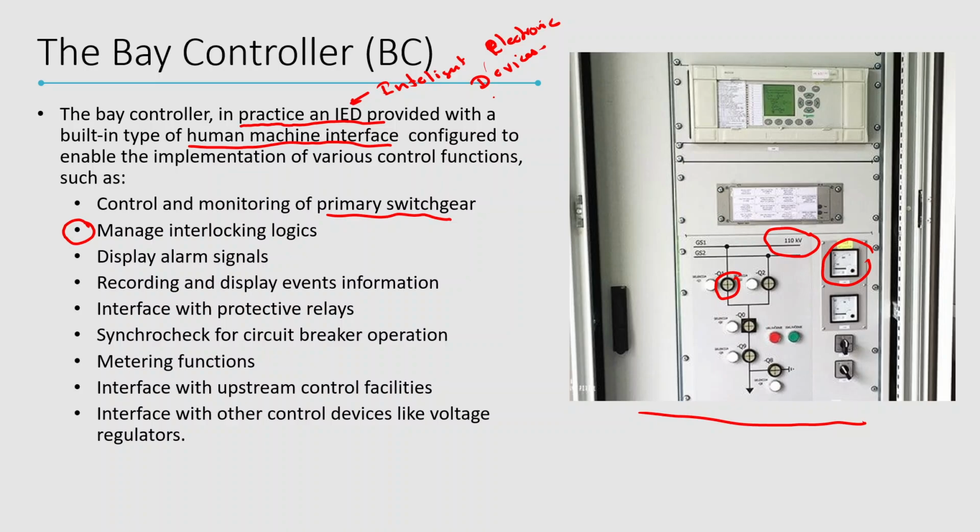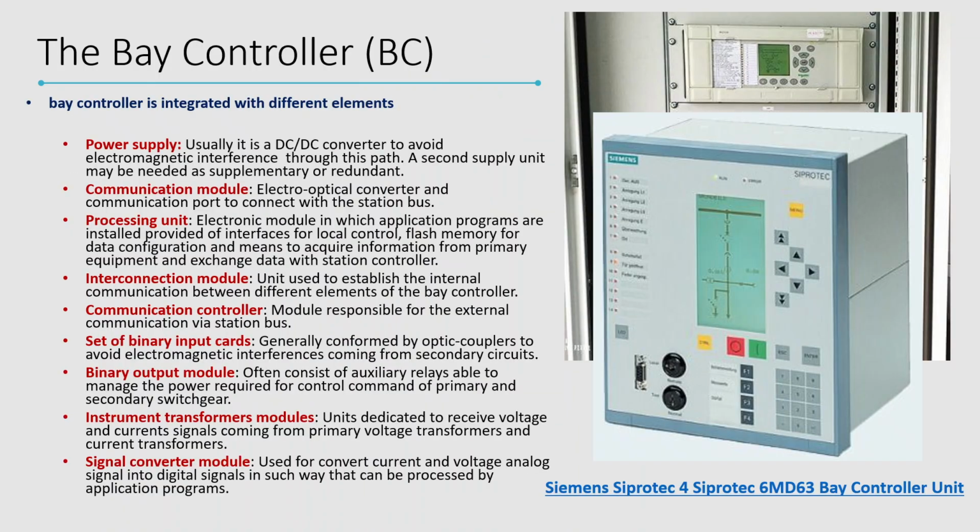And it will interface with the protective relays. It will check synchronization, or synchro check, for circuit breaker operations, and it does the metering functions. It interfaces with the upstream control facilities through the communication network, like fiber optic or any other medium, and interfaces with other control devices like voltage regulators.